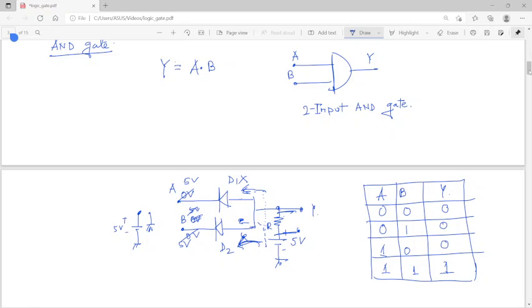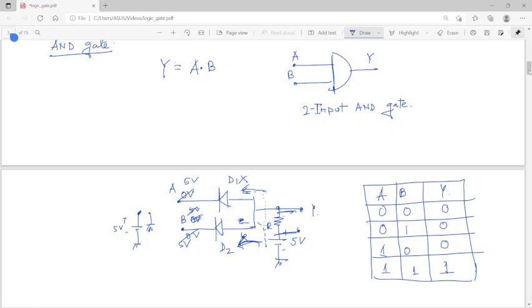That means this is just the reverse. In case of OR gate, when this is 0 and 0, I am getting output 0, and in all other cases I am getting the output high, or 1. But in case of AND gate, when A and B are 0, output is 0. The only case when the output is 1 is when both A and B are 1. That is nothing but the AND gate.